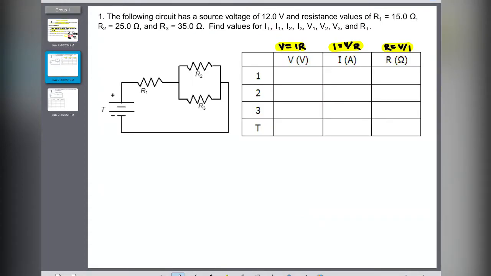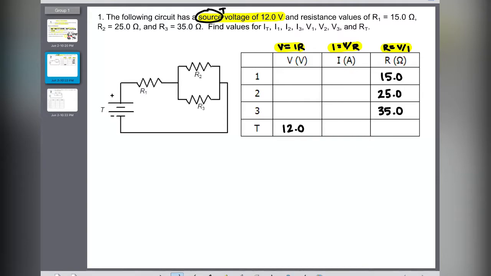I already put this at the top here, and I'm leaving them here. First of all, I want to read the question and fill in as many numbers as I know into the chart. The question tells you that you have a source voltage of 12 volts. Source voltage means the T, so VT is 12. Resistance value R1 is 15, so I fill it in the chart in the right place. R2 is 25, R3 is 35, and that's all they give you. Then I have to find all the current, all the voltage, and all the resistance.